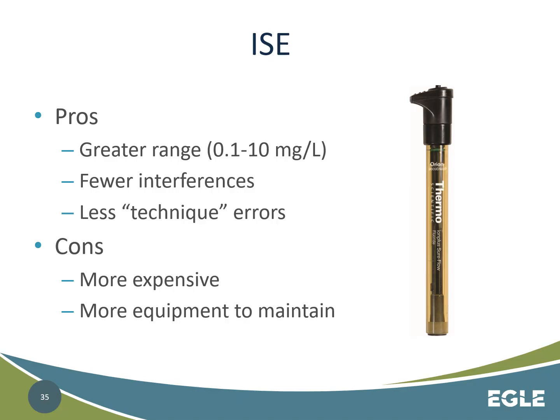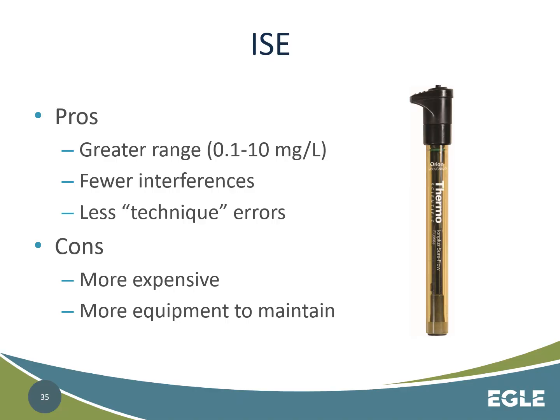Some of the pros to this: it gives you a greater range depending on the brackets that you set up and use for your calibration curve, anywhere from 0.1 to 10 milligrams per liter, parts per million. There are fewer interferences with it because they form ion complexes with the TISAB added to adjust the pH, so those complexes don't come through as interferences in the reading technology itself. And there are fewer technique errors. There's only a couple things to do, and then you allow it to just stabilize and take a read.